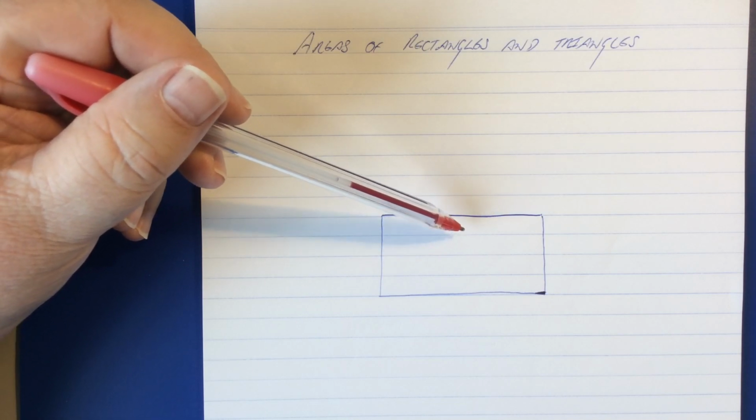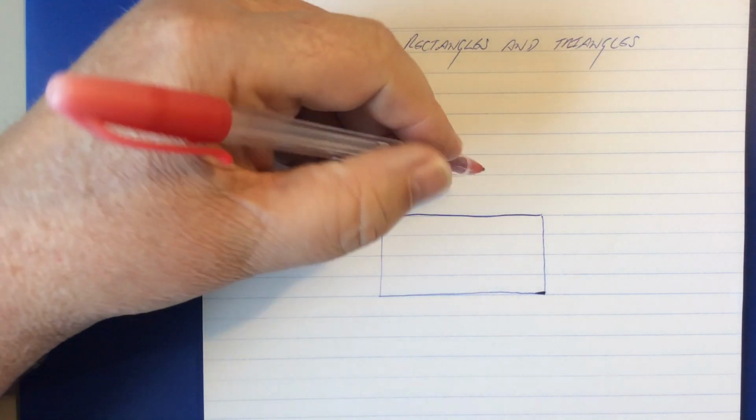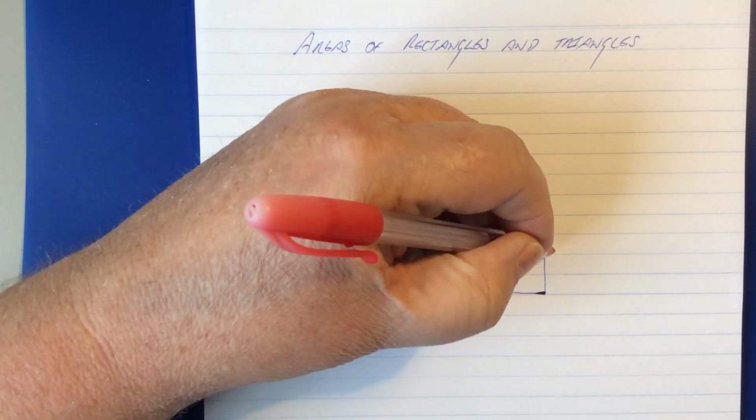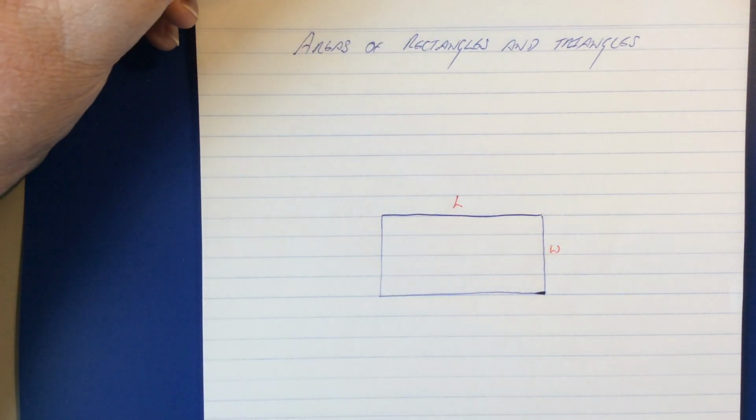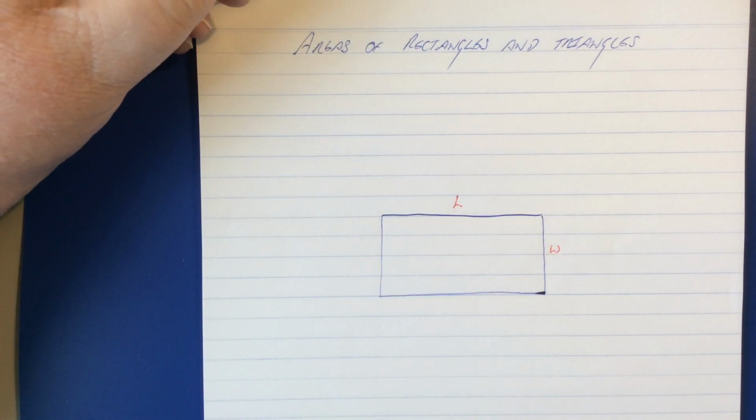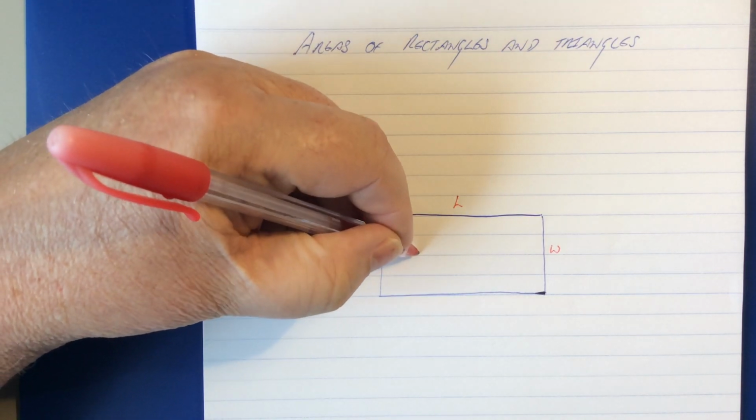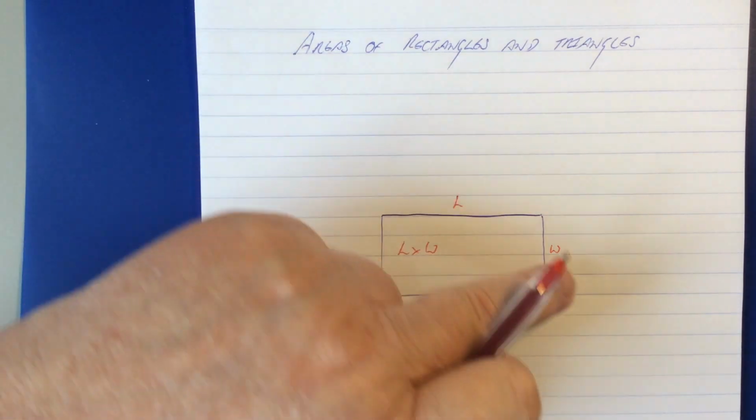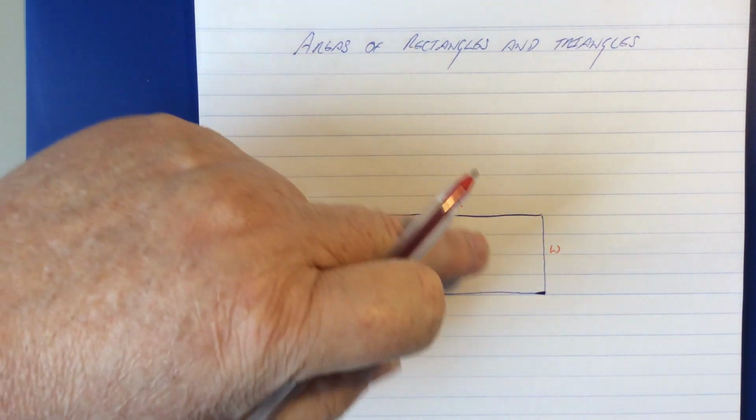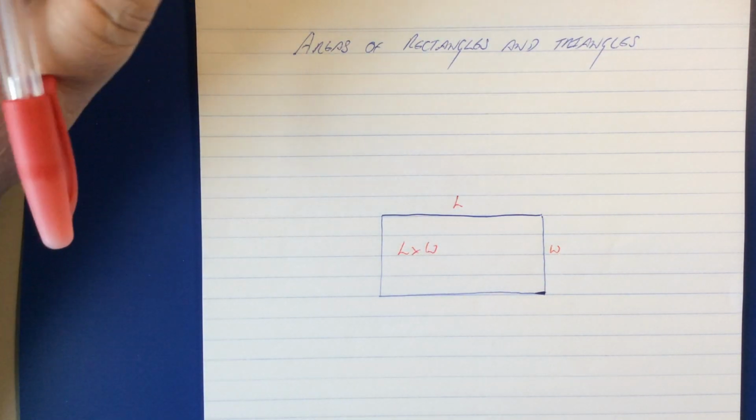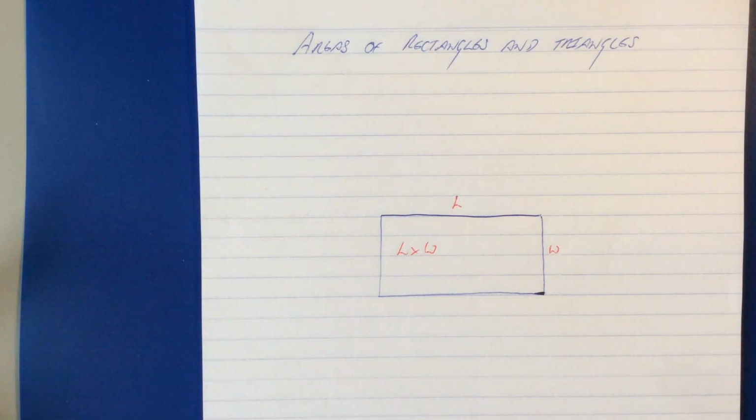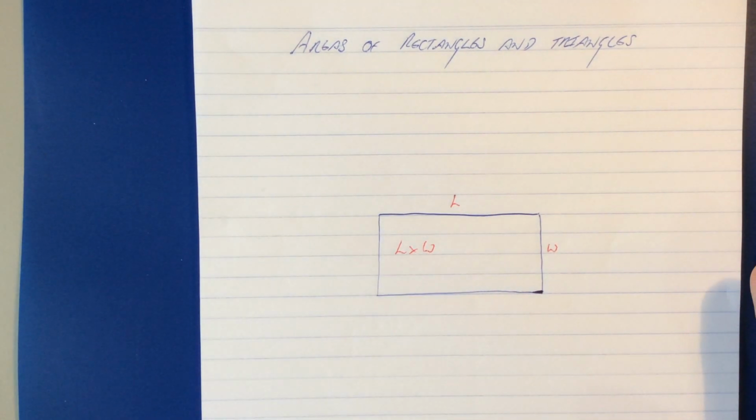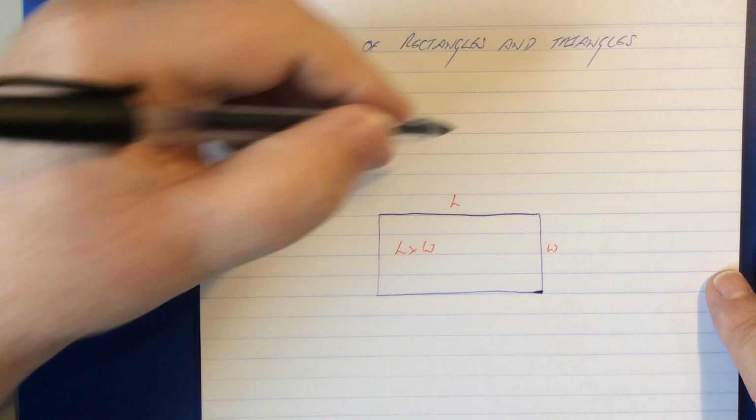And how we work that out on a rectangle is we take the length and we multiply it by the width. It's very simple. L times W. So if this is 5 and this is 2, the area of this is 10. Nothing could be easier. Now that holds true for all rectangles, including squares.